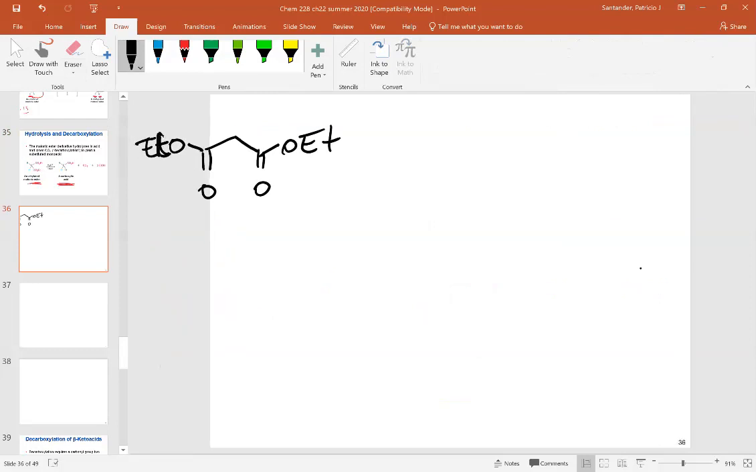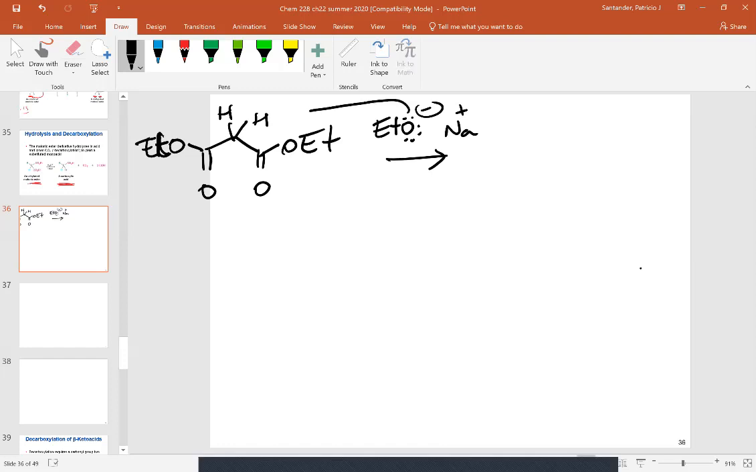Typically, we abbreviate the ethyl by Et. And well, so you have a couple of hydrogen atoms here that are fairly acidic. So that means that I can abstract one of those hydrogen atoms with a base like sodium ethoxide. Sodium ethoxide. So this grabs a proton and we get a carbanion there, right?